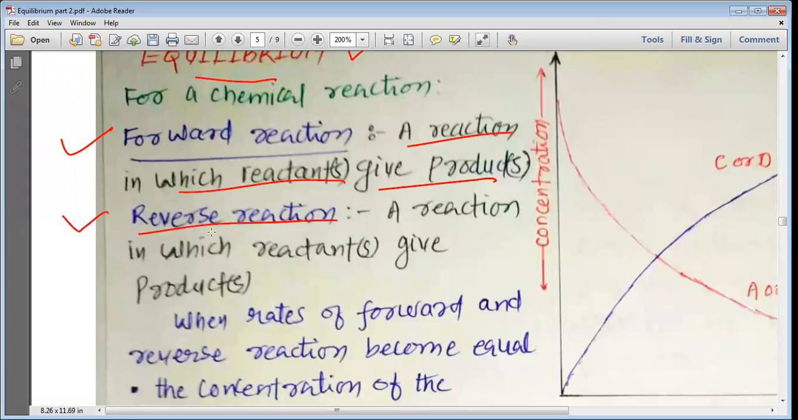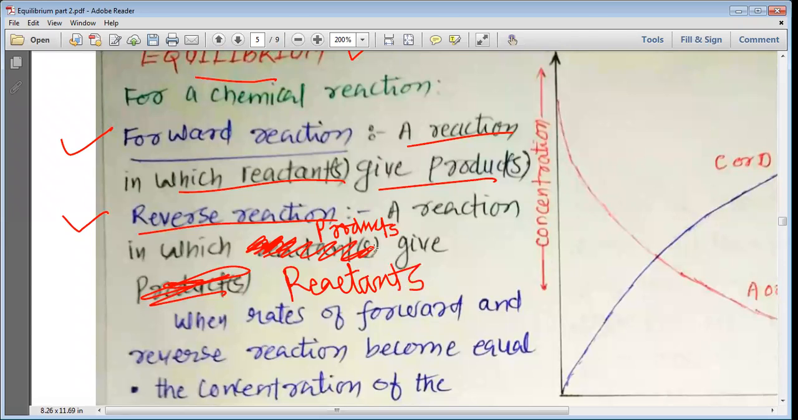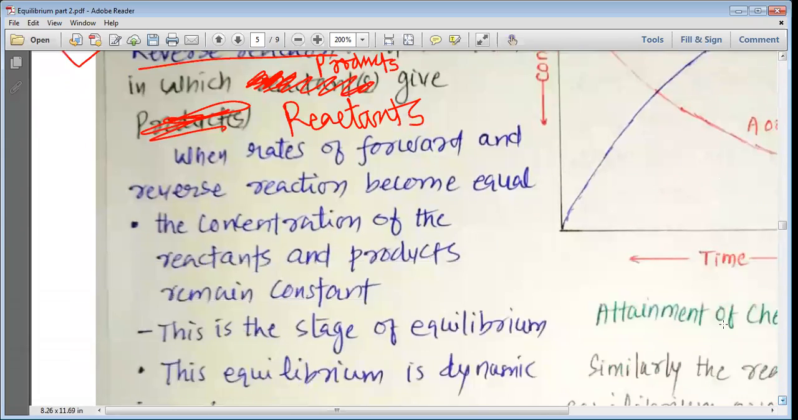Then we have the next term, which is known as the reverse reaction. A reaction in which products give reactants is known as the reverse reaction.